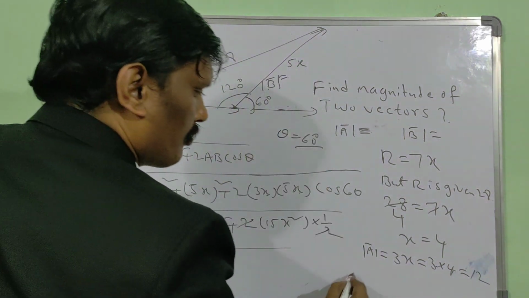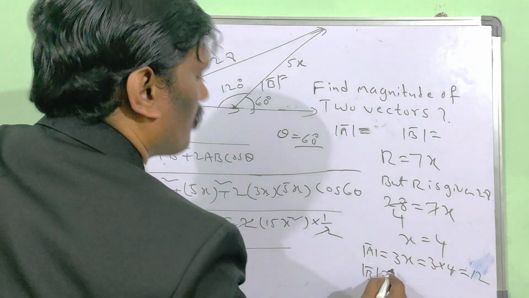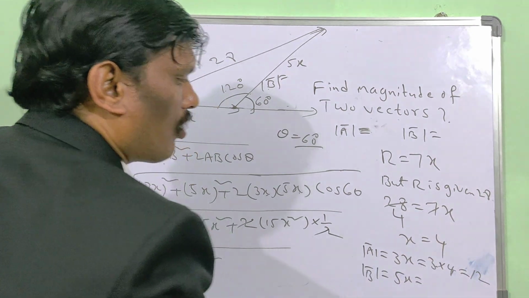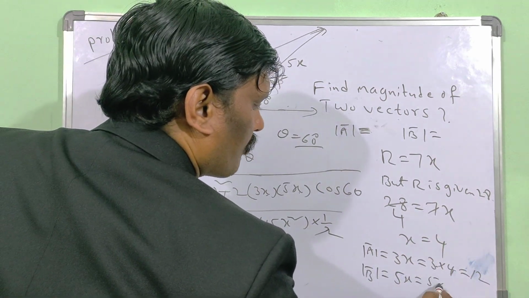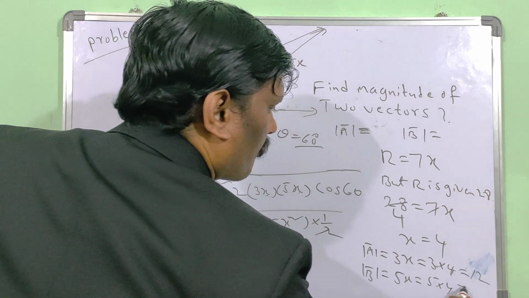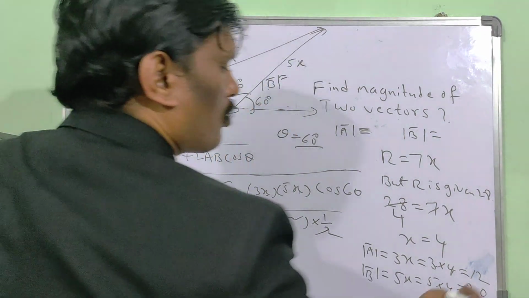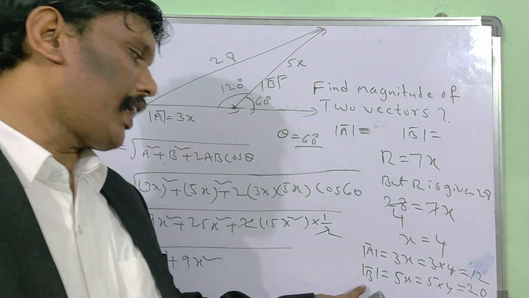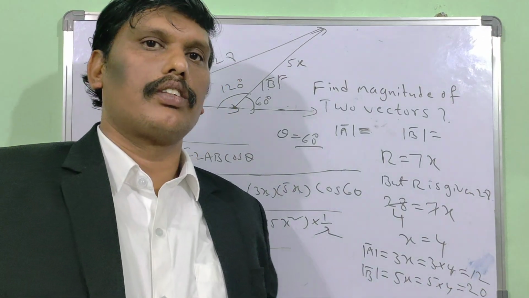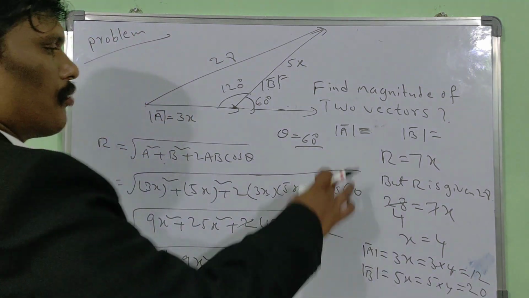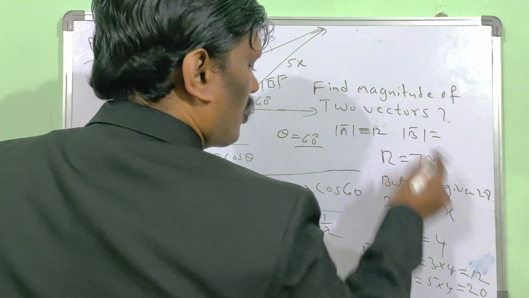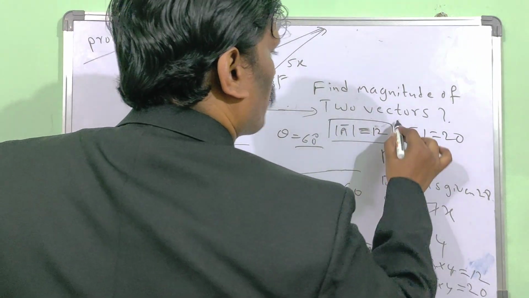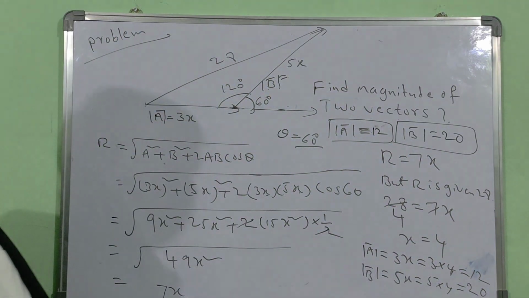Second vector magnitude, that is B bar. How much is given? 5x, and the x value we got is 4. That means 5 times 4, which is 20. So the magnitude of vector A bar is 12 units and the magnitude of vector B bar is 20 units. Those two things we require. What is the magnitude of A bar? 12. What is the magnitude of B bar? 20. So these are the required magnitudes of the given two vectors.